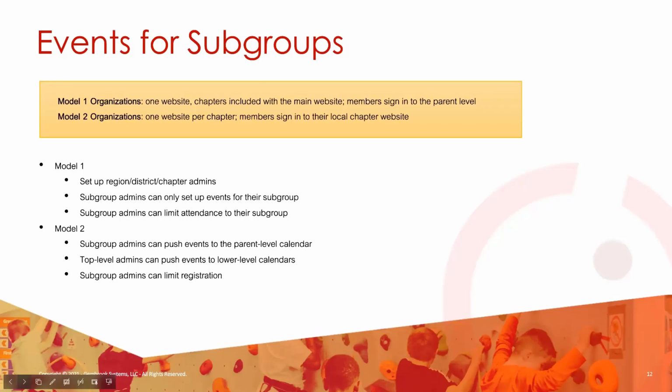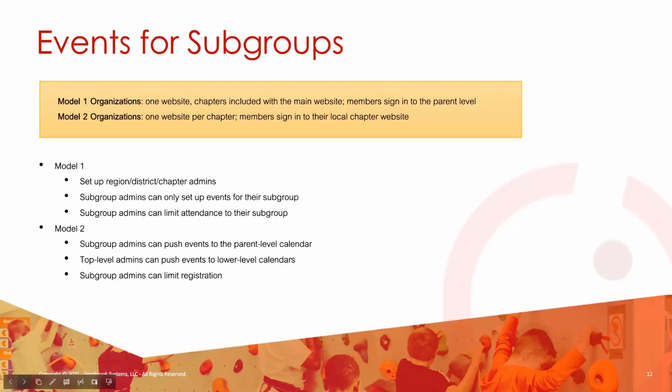Now, on Model 1 organizations, where you have one website, and all of your local chapters are included in that one website. Very, very similar to the Northwest Balloon Club. When you, as administrator, sign in, you can see all of your chapters. Members sign in at the parent level, and they can still register for local events if they'd like to.